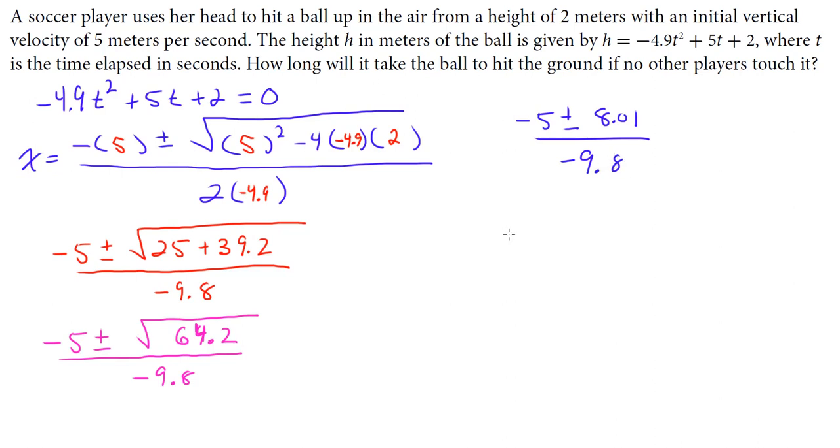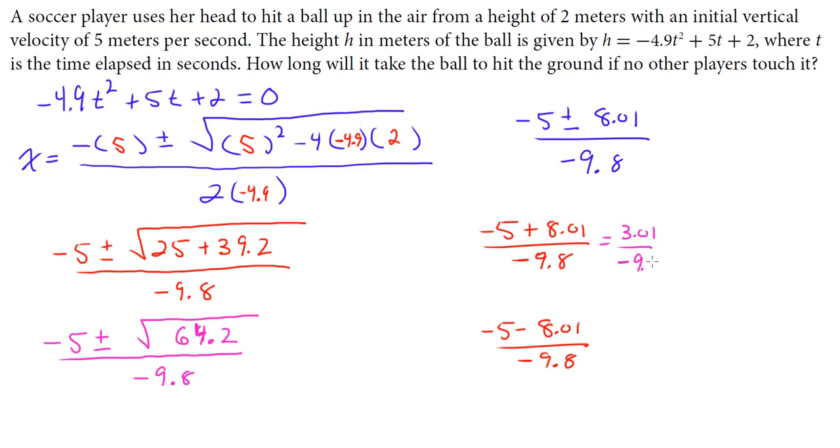And now we have our two fractions. We have negative 5 plus 8.01 divided by negative 9.8, and we have negative 5 minus 8.01 divided by negative 9.8. And we work these out. Negative 5 plus 8.01 is 3.01. And 3.01 divided by negative 9.8 is approximately negative 0.31.